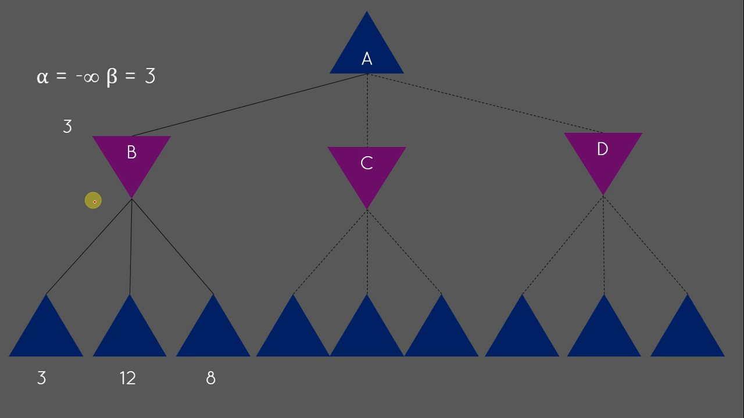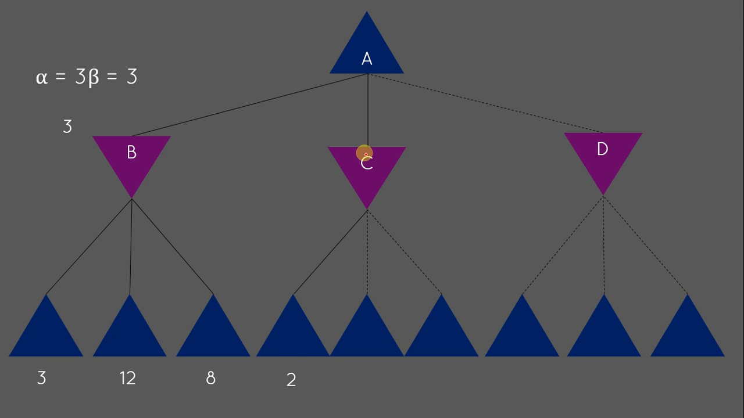Okay. So is 3 greater than alpha? Yes, it is greater. So 3 is now a candidate for the minimax value. We're now going to update alpha to 3. Okay, next we're going to see.